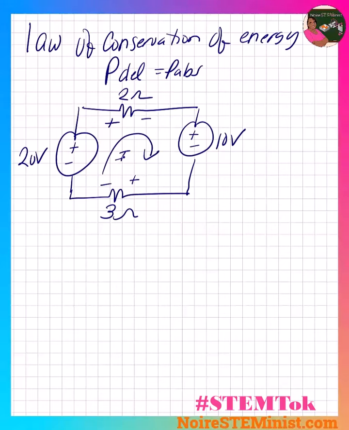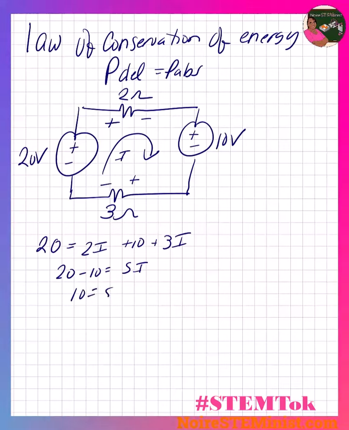So I'm going to use Kirchhoff's voltage law in order to find the current, where 20 equals 2I plus 10 plus 3I. So 20 minus 10 equals 5I, so the current equals 2 amps.